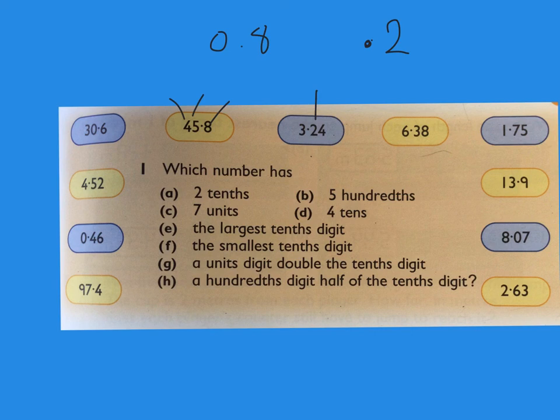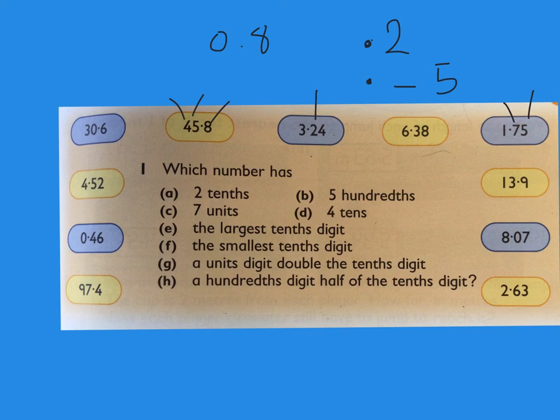So which number has 5 hundredths? And for this one, I'm looking for a number, so it's not that digit, it's going to be here. So 2 places to the right of the decimal point. And here it is here, 1.75. So that is 7 tenths, 5 hundredths. Okay, so now I would like you to pause the video because I want you to complete the rest of the questions on your own.